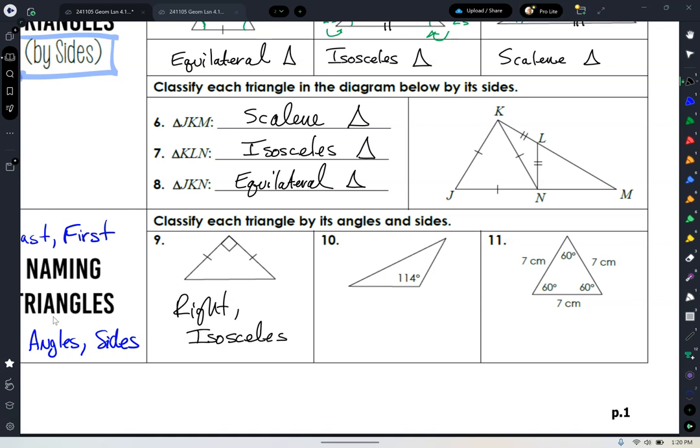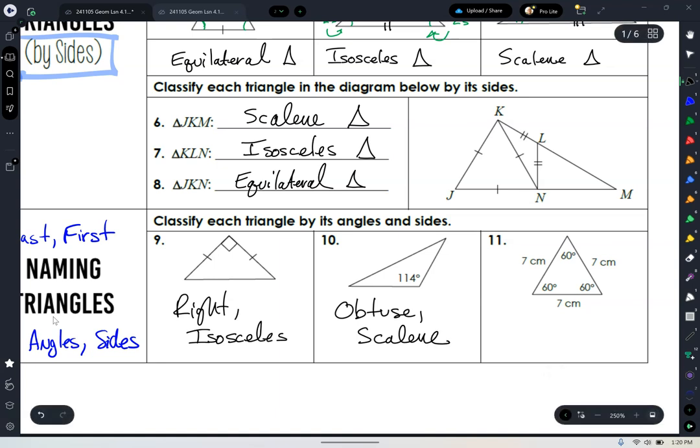That would have to be scalene because we don't have any markings, right? So then this would be an obtuse scalene triangle. Why don't you write down number 7?